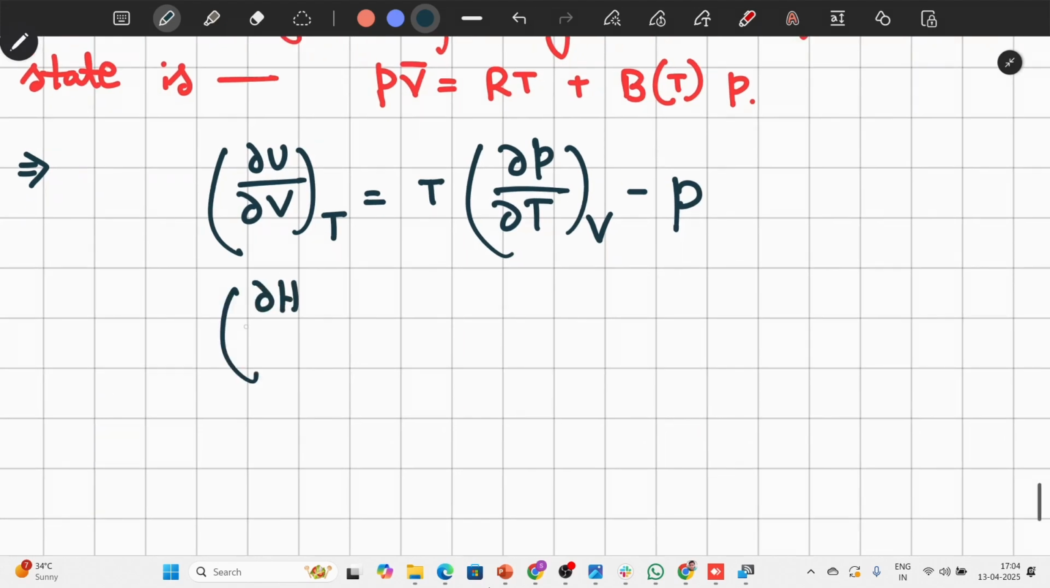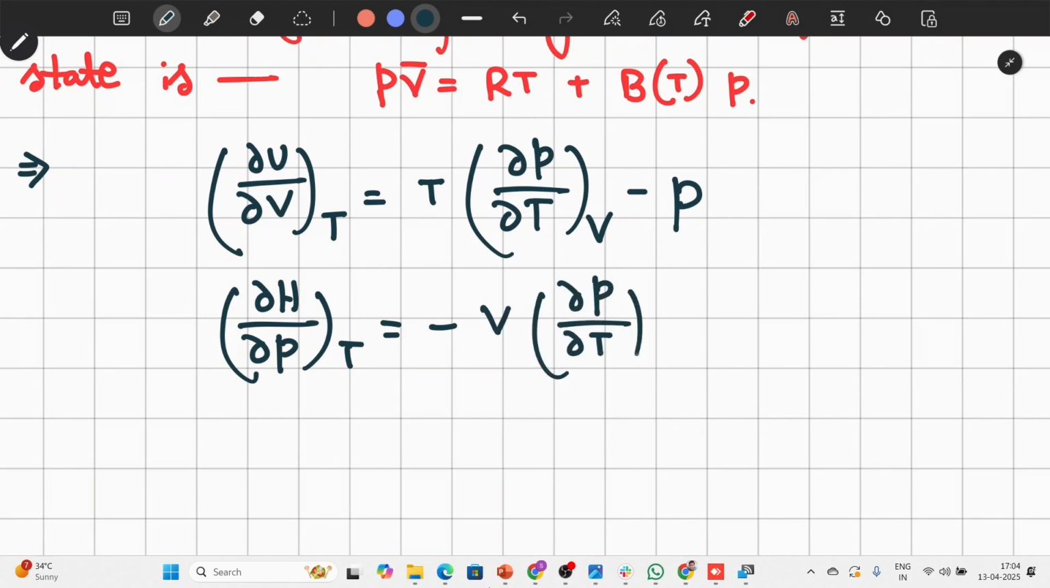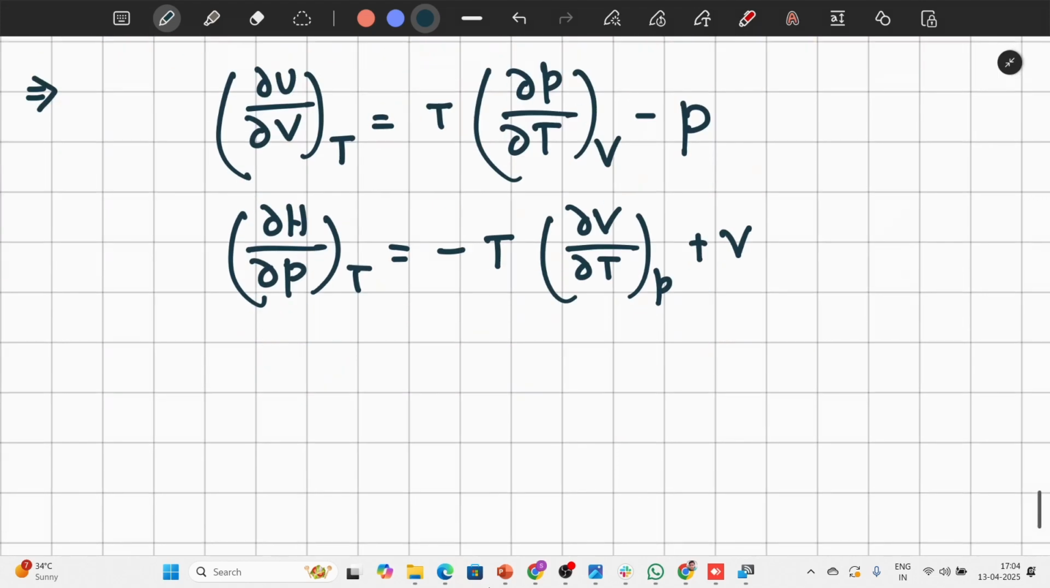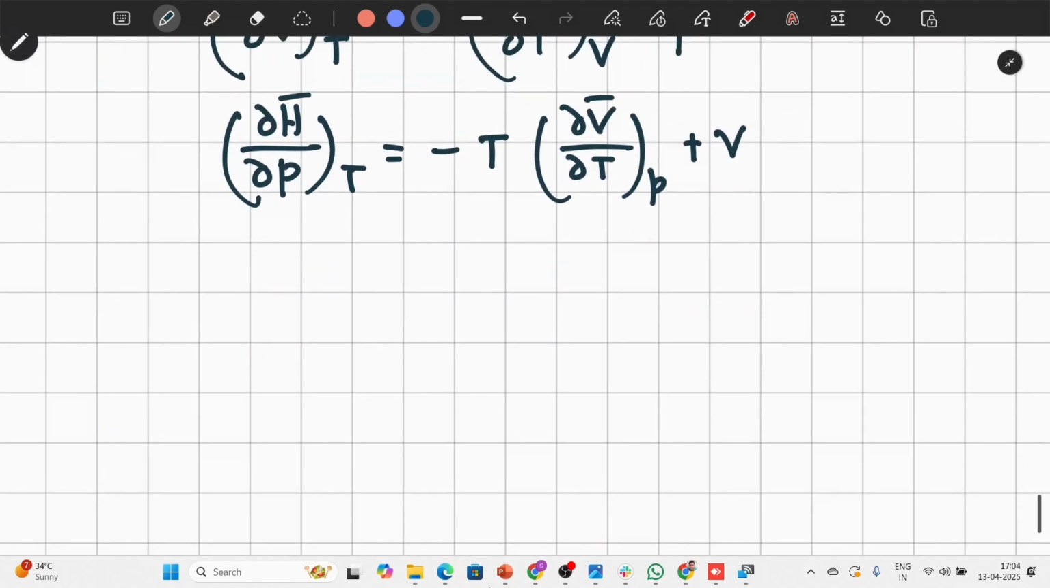And another one was del H by del P at constant T, that was minus T times del V by del T at constant P plus V. Minus P or plus? No, it is temperature, obviously, plus V. Yes, it's correct. This is the equation of state. So here we just have to follow this. Del V by del T we have to calculate. This equation is given to us now for molar. It will be all molar.